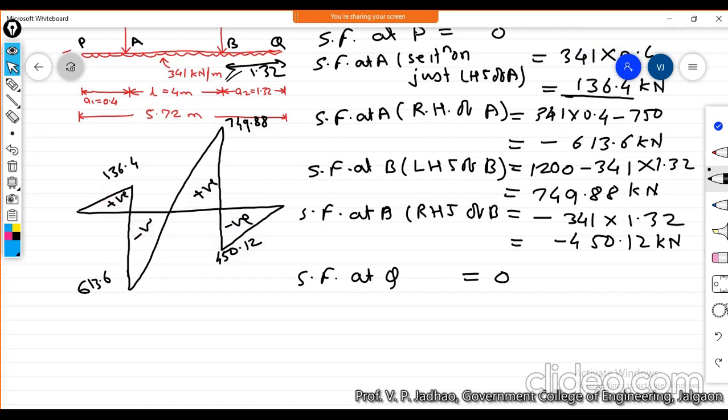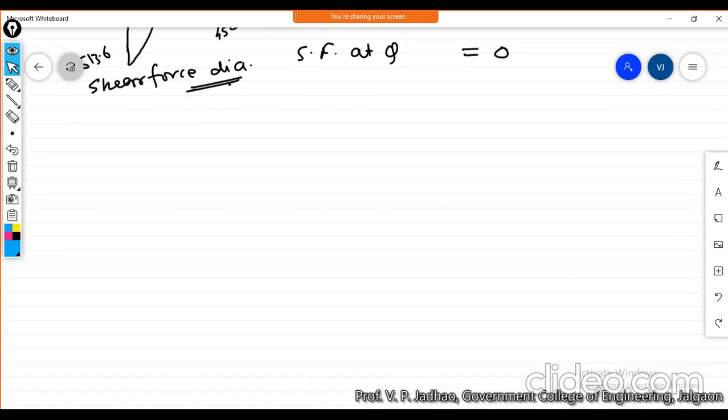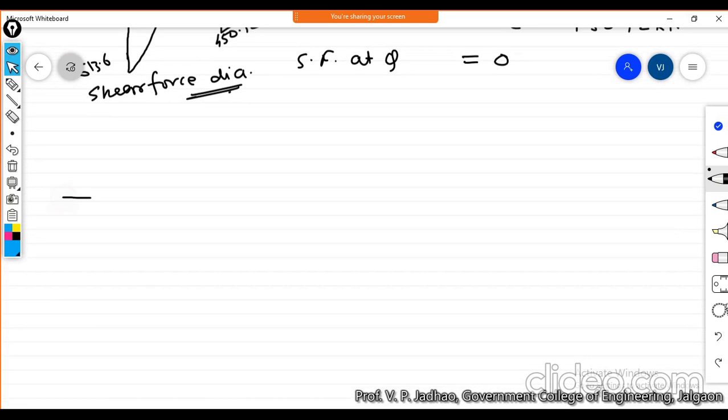In some of the books the sign conventions are used in the opposite manner. I have used clockwise as positive, but in some books it is considered negative. You can consider either of the two. So this is how our shear force diagram is. Now we have to draw the bending moment diagram, and for that we have to calculate the bending moments.